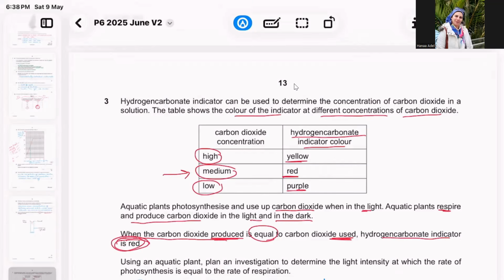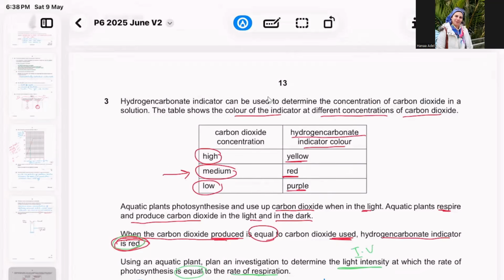Use an aquatic plant, plan an investigation to determine the light intensity at which the rate of photosynthesis is equal to the rate of respiration. We will use a hydrogen carbonate indicator and the color will be red. So who can tell me what is the independent variable here? We have to determine the light intensity at which. So this is the independent variable, which is the changed variable.